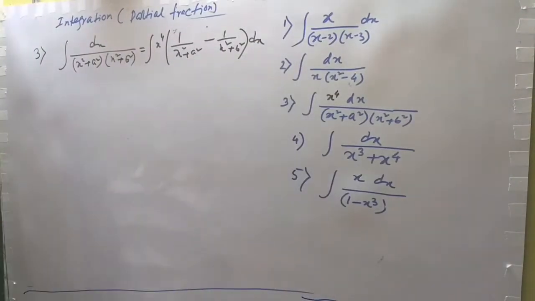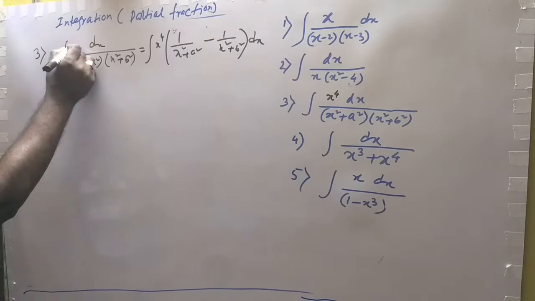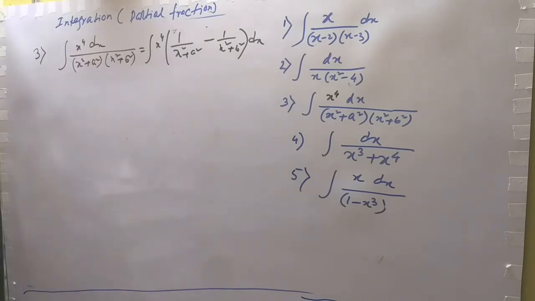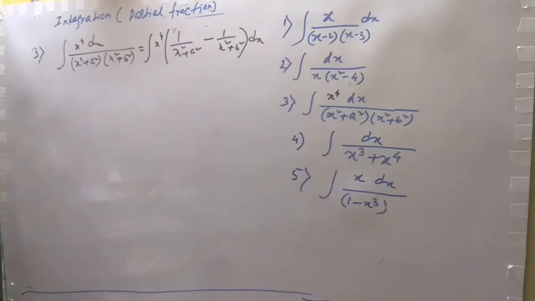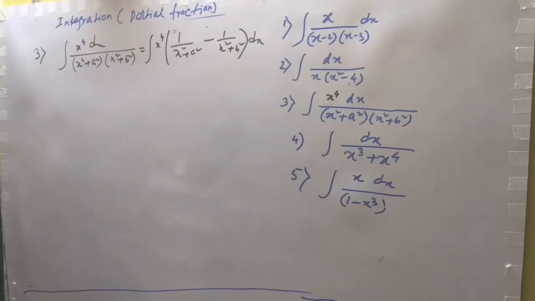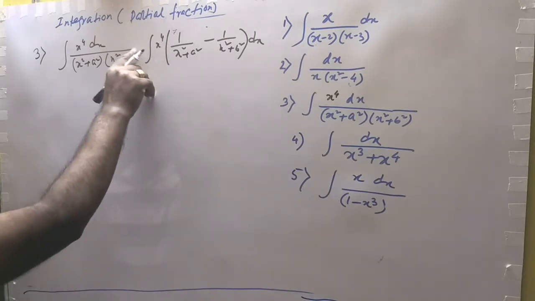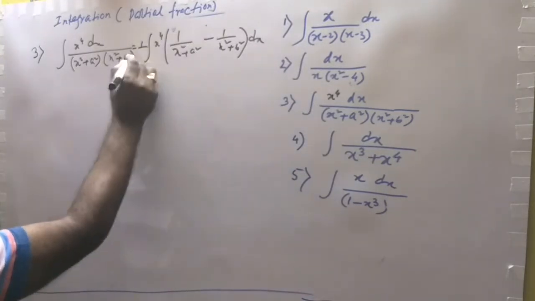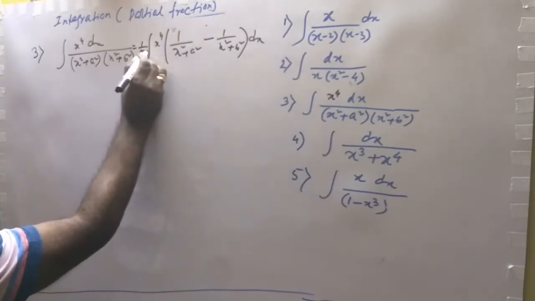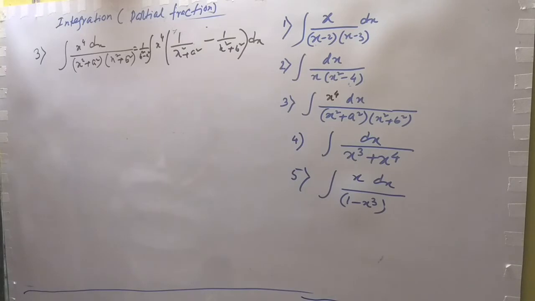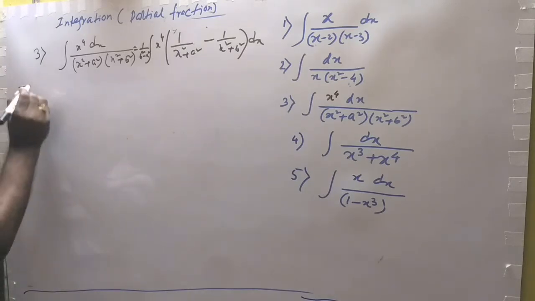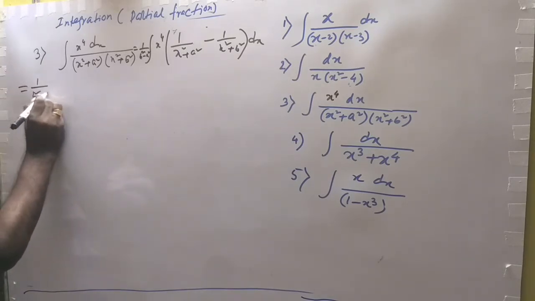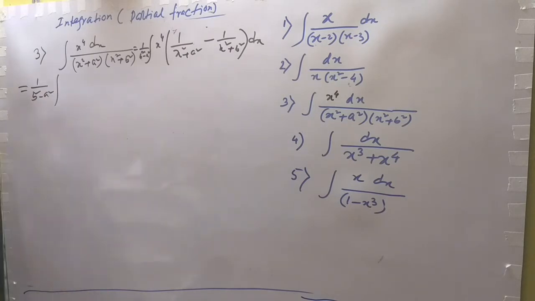Again, if we take the LCM, we get this, and on the numerator part we get b square minus a square. So we have to balance by b square minus a square. Okay, again write this here: 1 by b square minus a square outside the integral.